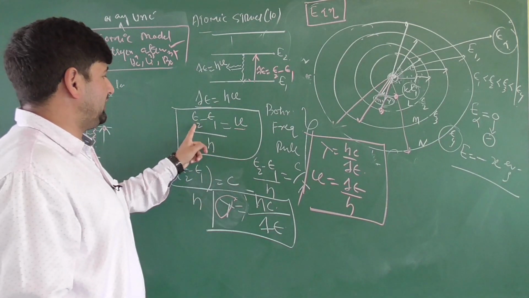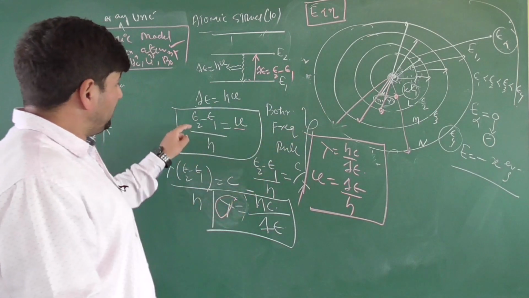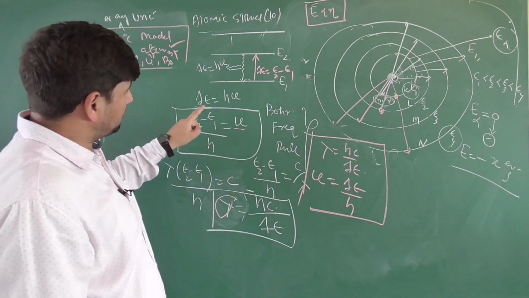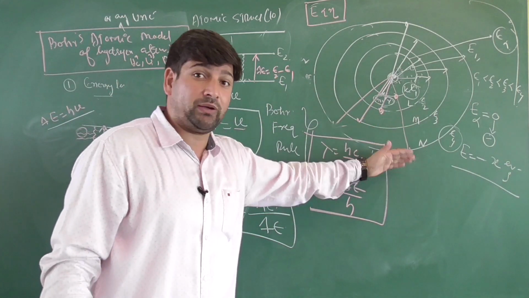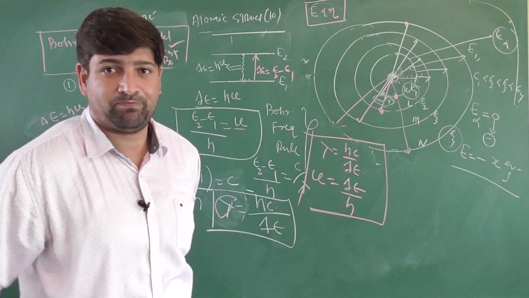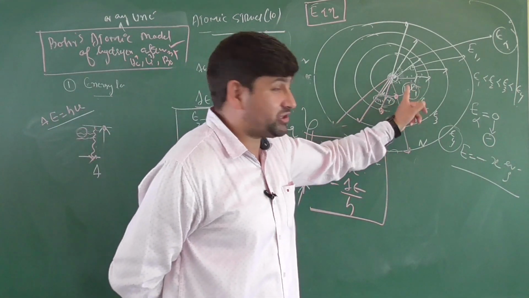So nu equals delta E by h. In our further calculation, we will even calculate how to find E2 and how to find E1, because the mathematical form of Bohr's model is still to be done. I am on the 5th postulate and its explanation itself. Am I clear? So excitation is possible and emission is also possible.